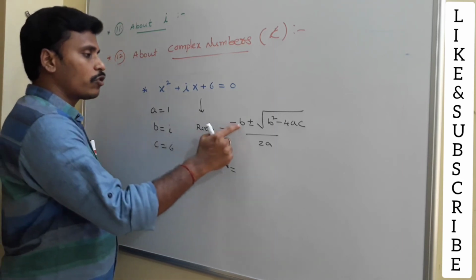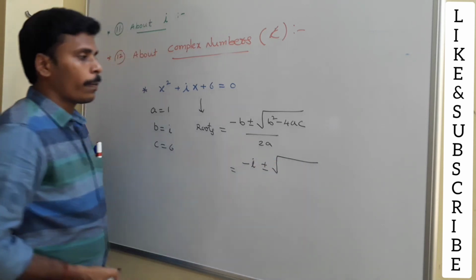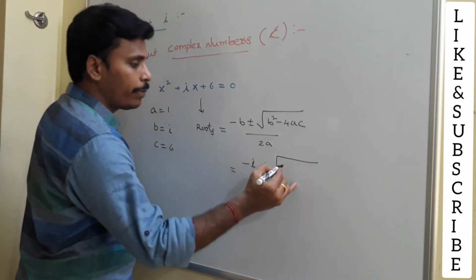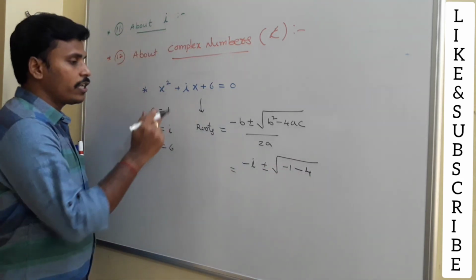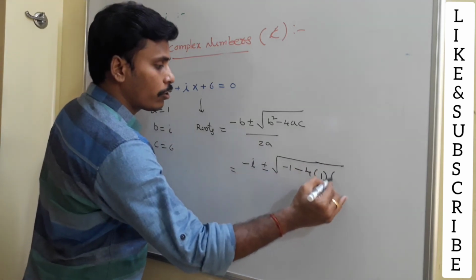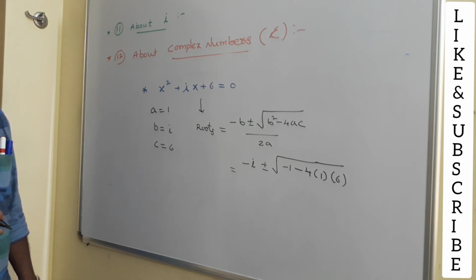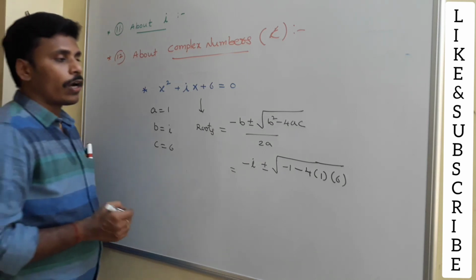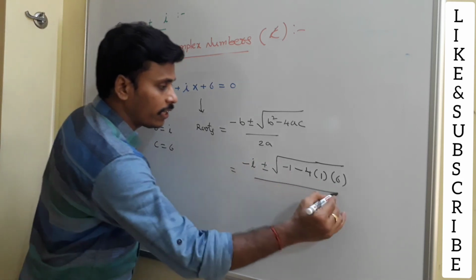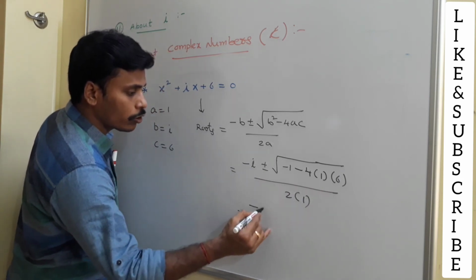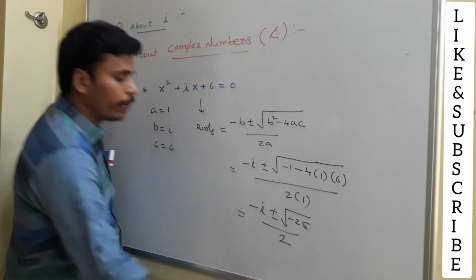That is equal to minus b. b is i, right? Then what do you say about minus b? Minus i plus or minus the root of b². See, b is i and b² is minus 1. Okay? Minus 4 times a, which is 1. And what do you say about 6? c is 6. Is it right? Yeah. And then what do we have? 6 fours are 24, and minus 1, minus 25, and divided by 2 into 1. And this is equal to minus i plus or minus the square root of minus 25, divided by 2.